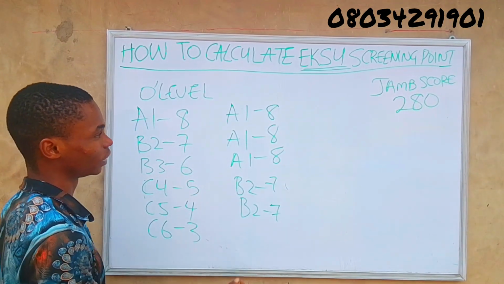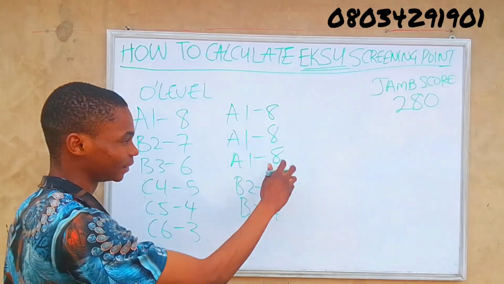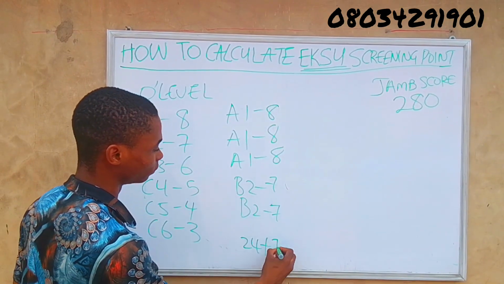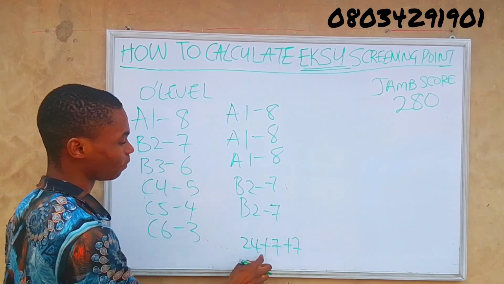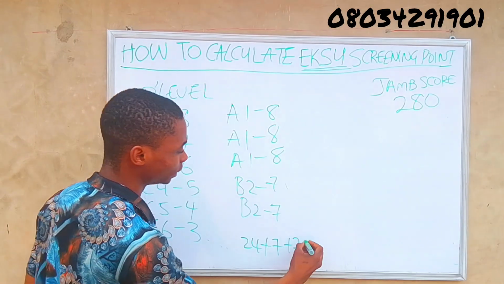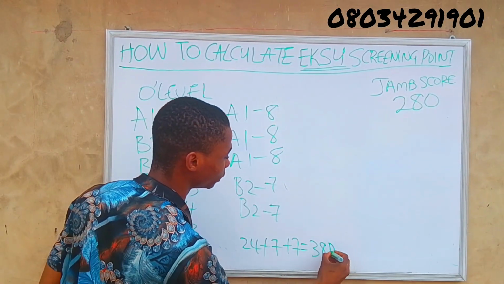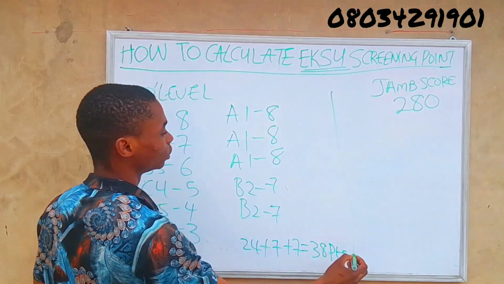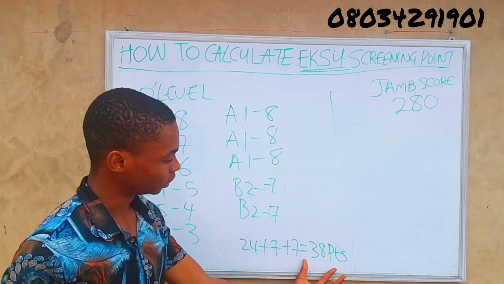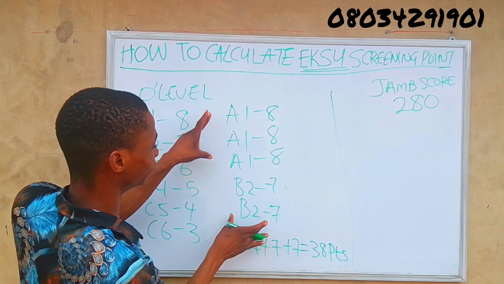So let's sum it up together. 8 plus 8, that's 16. 16 plus 8, that's 24. 24 plus 7 is 31, while 31 plus 7 is 38 points. So this is your O-level point for this result.